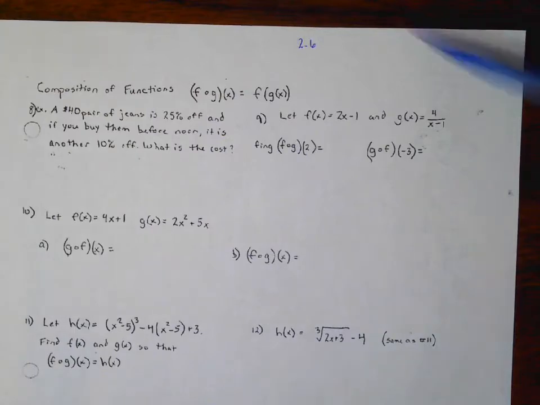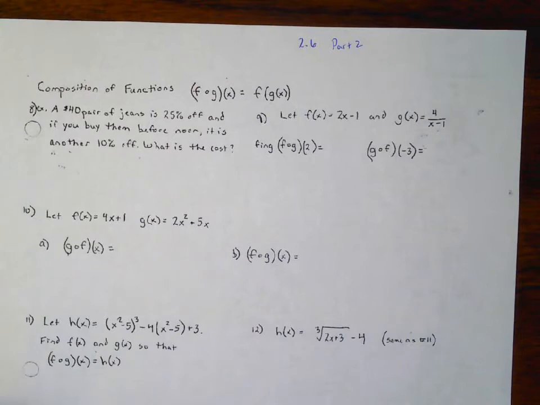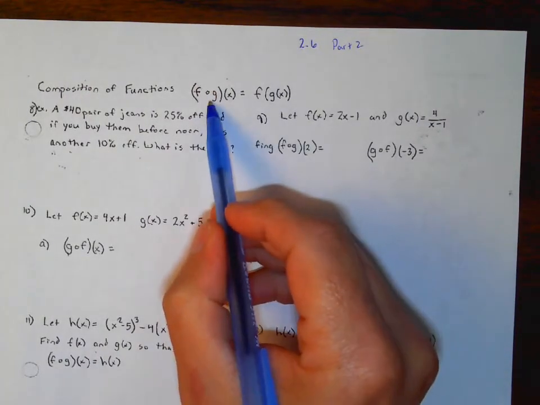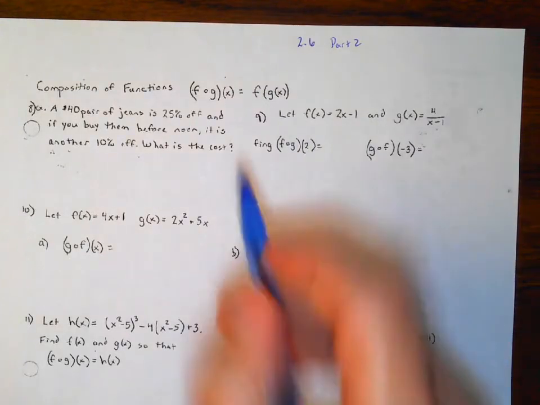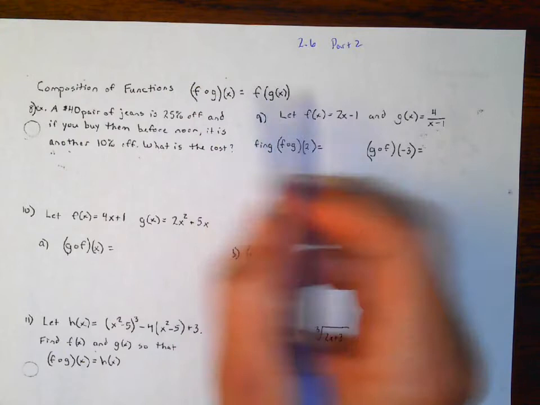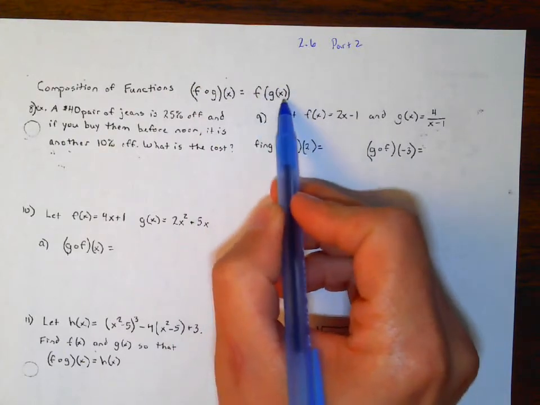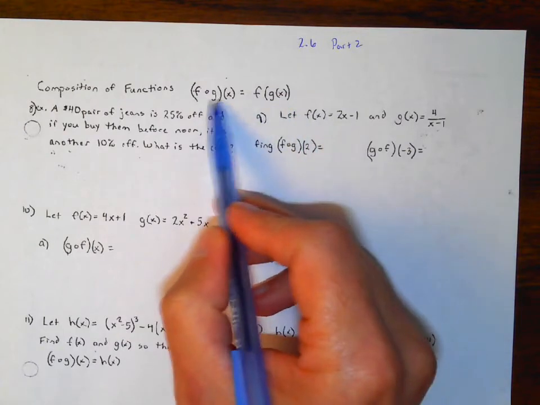Hey, these are notes 2.6, part 2, so day 2. We're working with composite functions, okay? The composition of functions here can be written either way, f of g of x or f∘g of x, okay? I kind of prefer this one here, but this is also used as well.